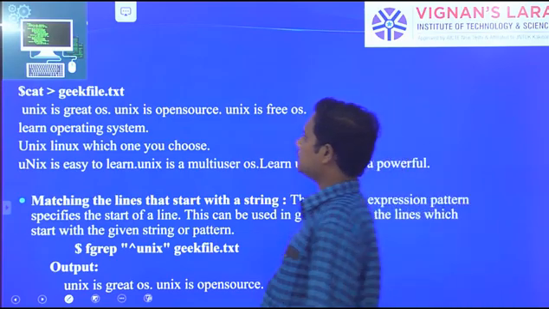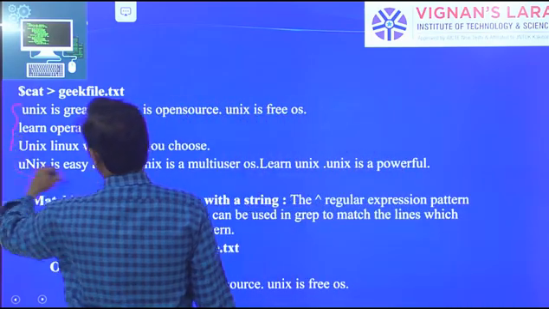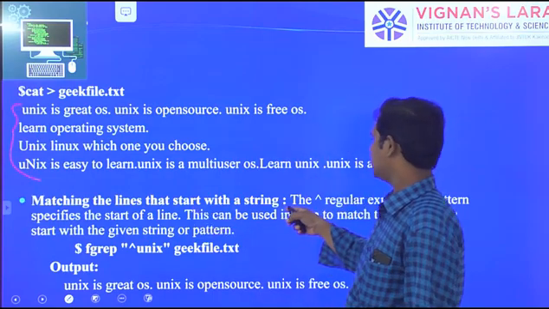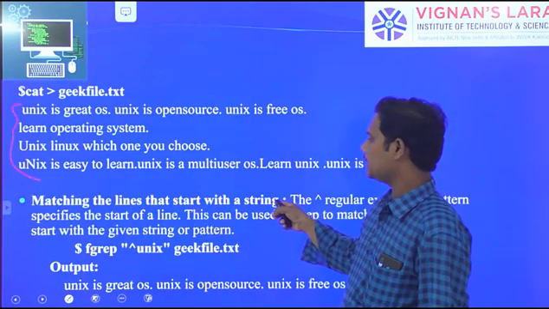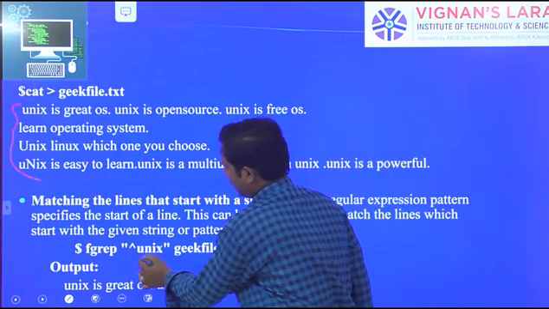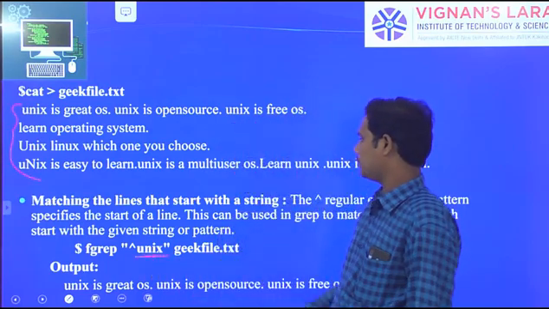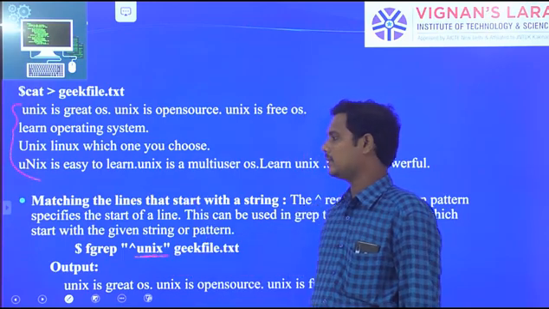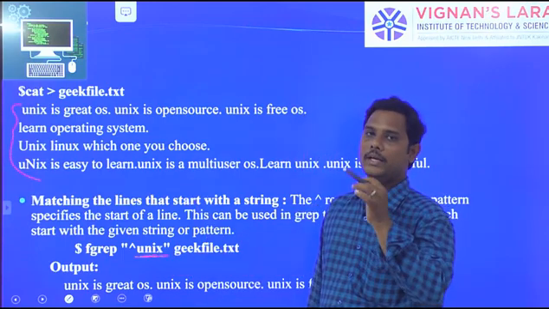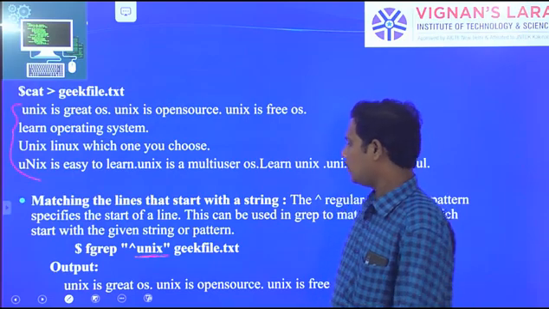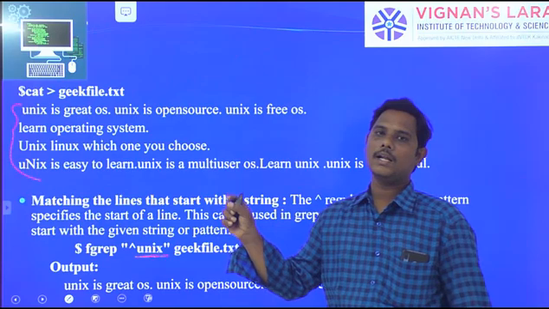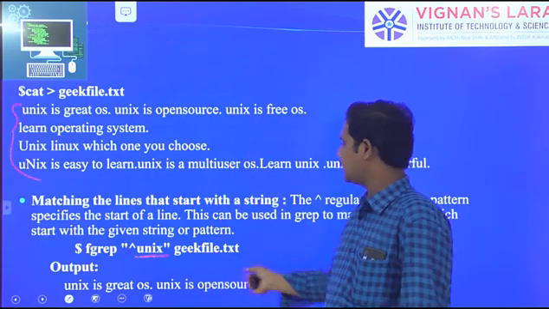Here this is the cat file, a small cat file. We are matching the lines that start with the pattern Unix. Suppose Unix is at the start, only that line is displayed. Only at the start, not at the end and not in the middle. If Unix, all in small letters, is there, that line will be completely displayed on the screen.